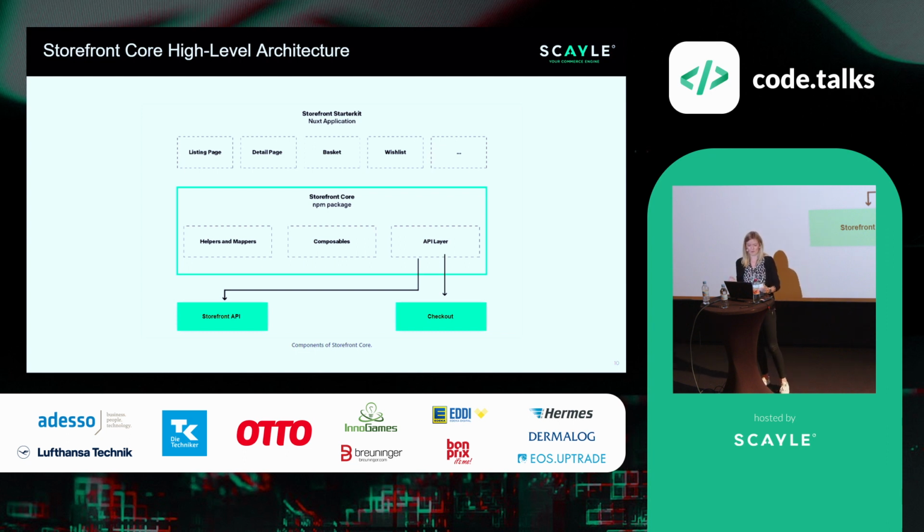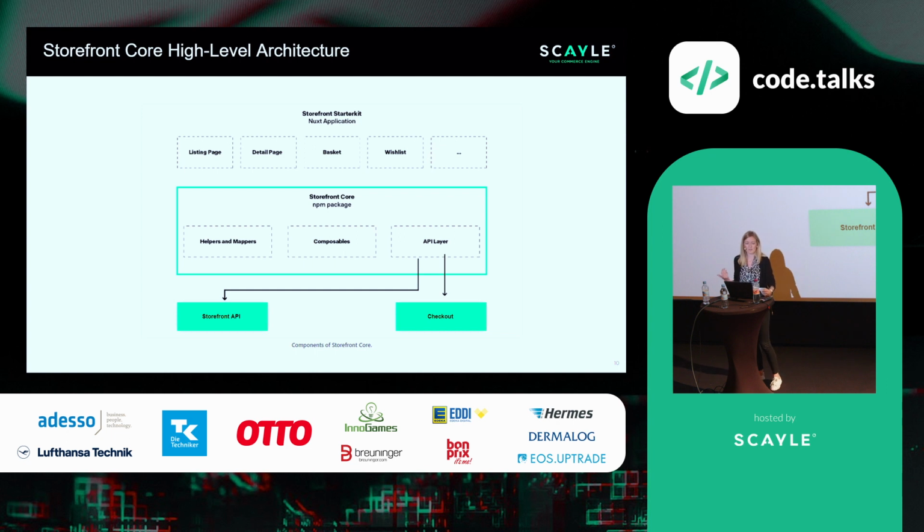It consists of 2 parts. First of all, we have the Storefront Core, which you can see here highlighted in green, where we have all the business logic included, as well as integrations with our SCAYLE commerce engine backend. We have helpers and mappers, composables, as well as the API layer.